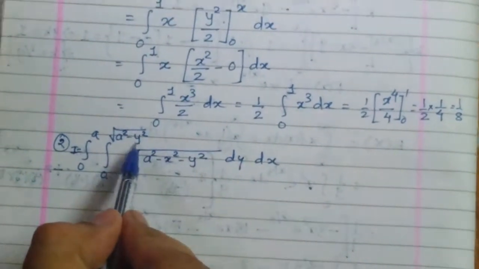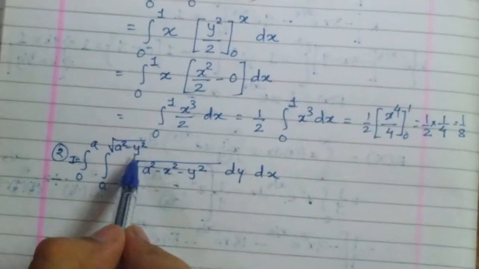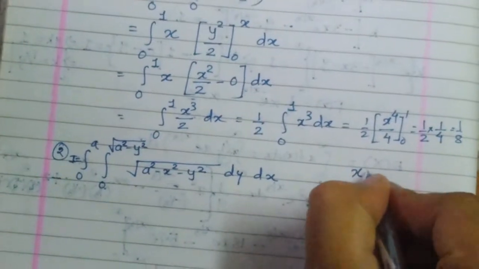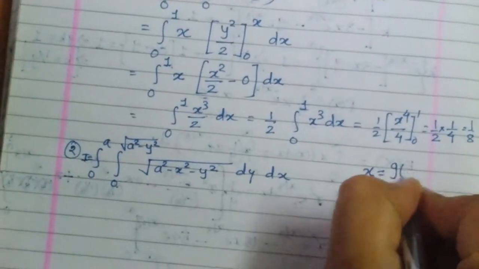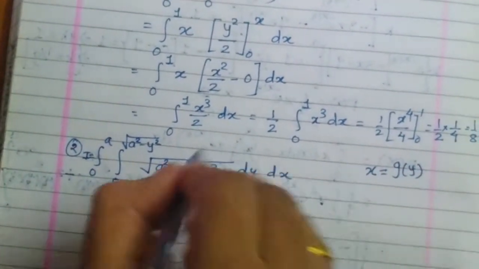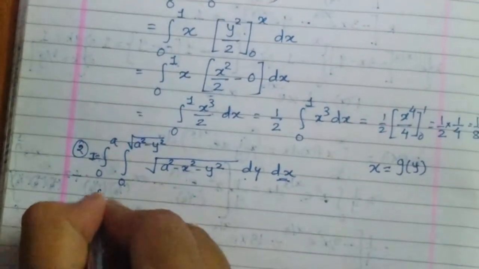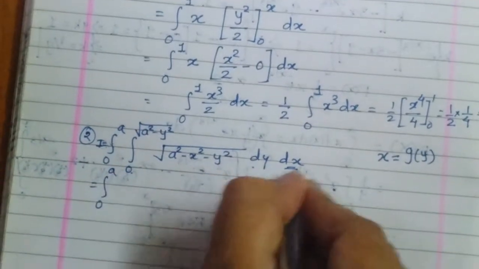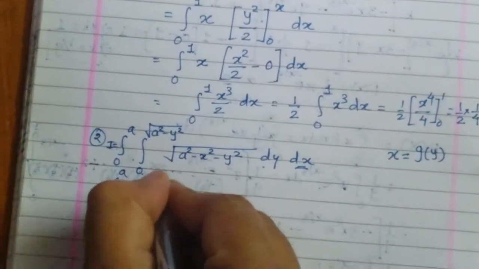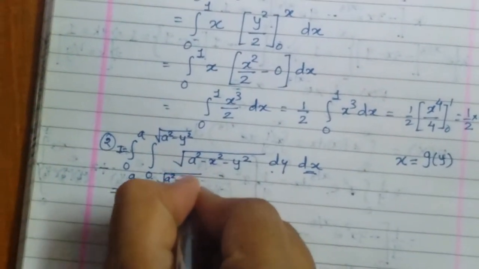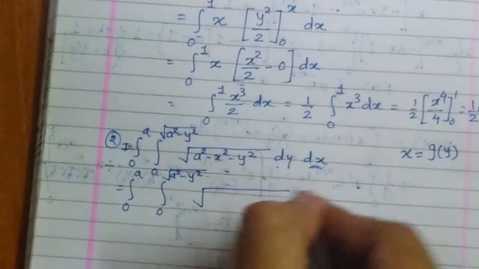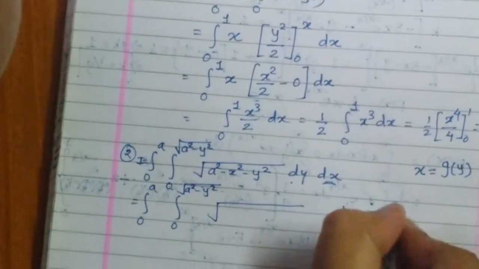Now you can observe here the limits are expressed in terms of y. That means these are the limits of x and they are expressed in terms of y. So hence first I will integrate with respect to x and then with respect to y. So I need to rearrange the sequence of dy and dx, as integration from 0 to square root of a square minus y square, here I am writing dx and then dy.